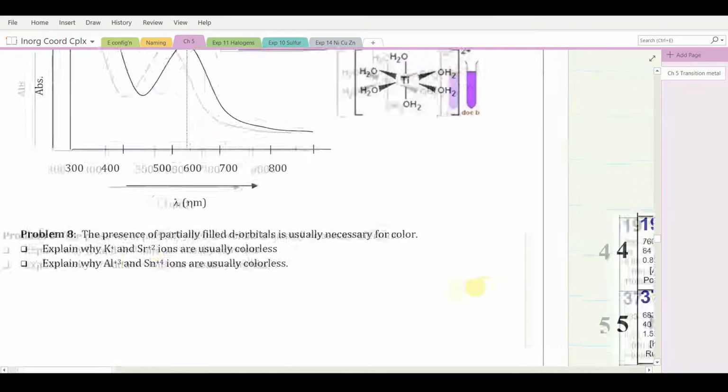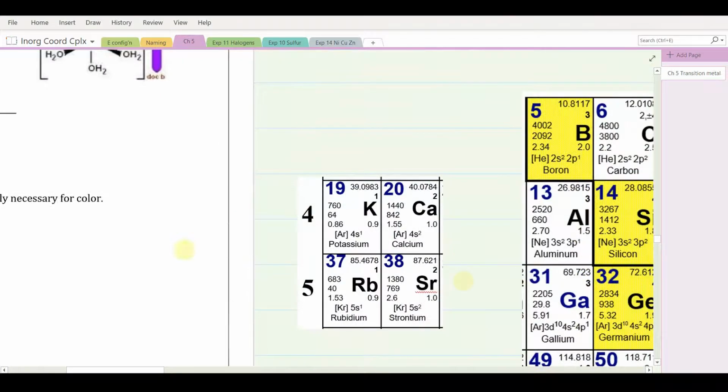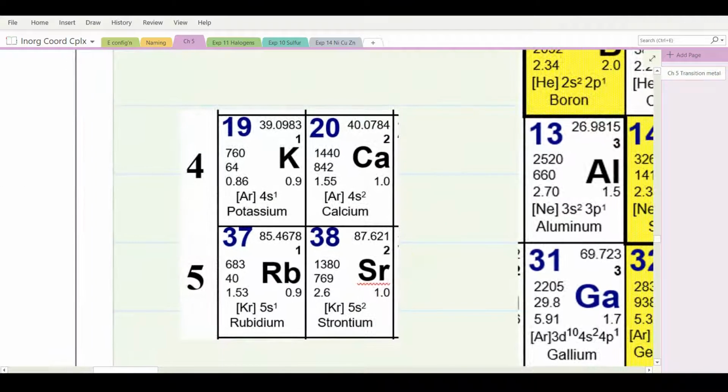Take a look at the electron configurations of potassium. Potassium is 4s1, 3d0. Potassium cation would simply be 4s0, and it would have no electrons in the d orbitals, so it's not colorful. Likewise with strontium, strontium 2+ would be 5s0. The d orbitals are empty.